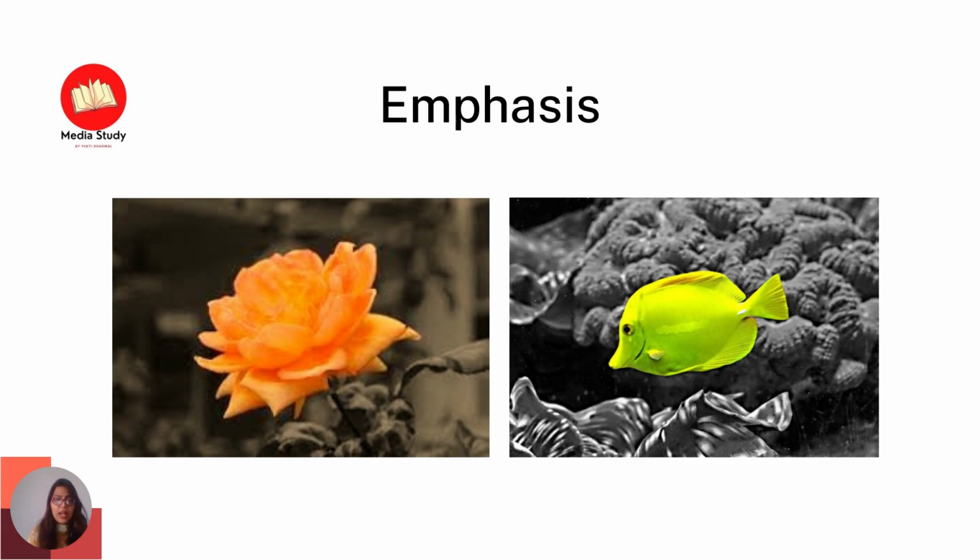Here on the one side, we are having a flower. On the other side, we are having a fish. We can clearly notice how it is differentiated from the background. We can clearly lay emphasis on the main subject.